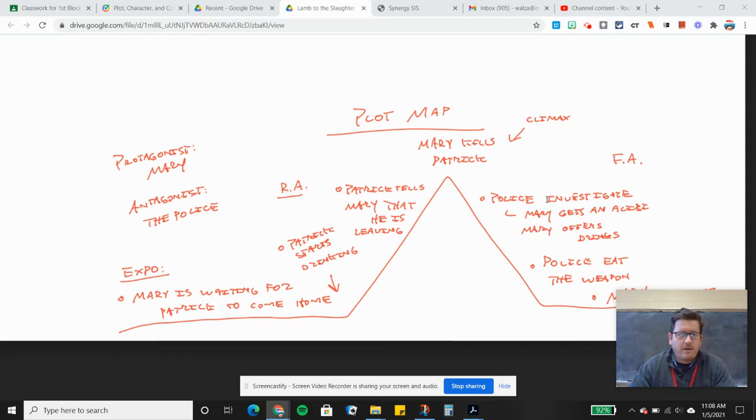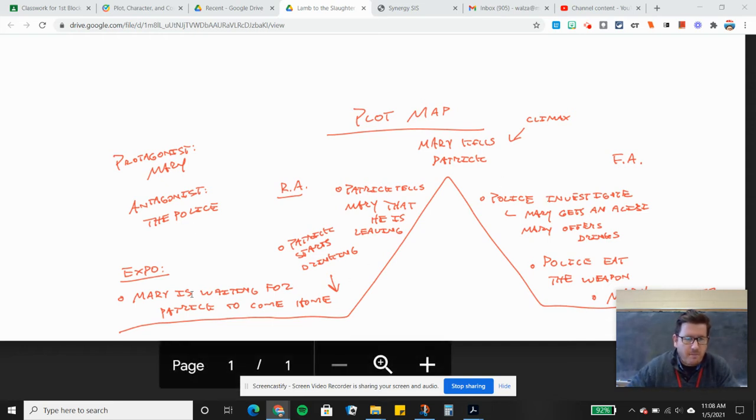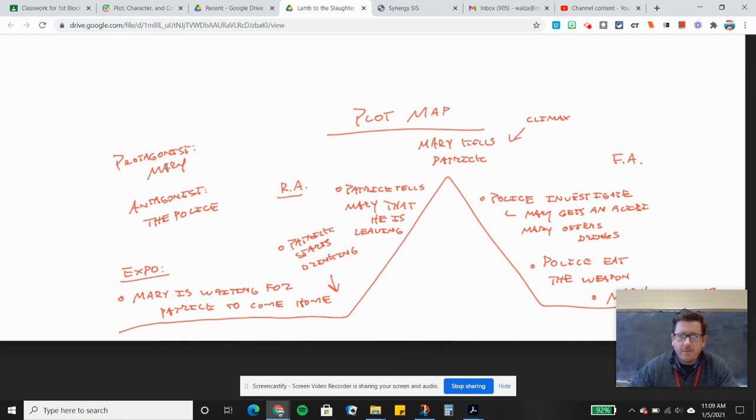So let's knock out our protagonist and antagonist first. Mary is the protagonist. And she goes up against Patrick at first, but I don't think he would be considered her main antagonist. You've got the police here actually being the main antagonist. They're the ones that are working against Mary the most.